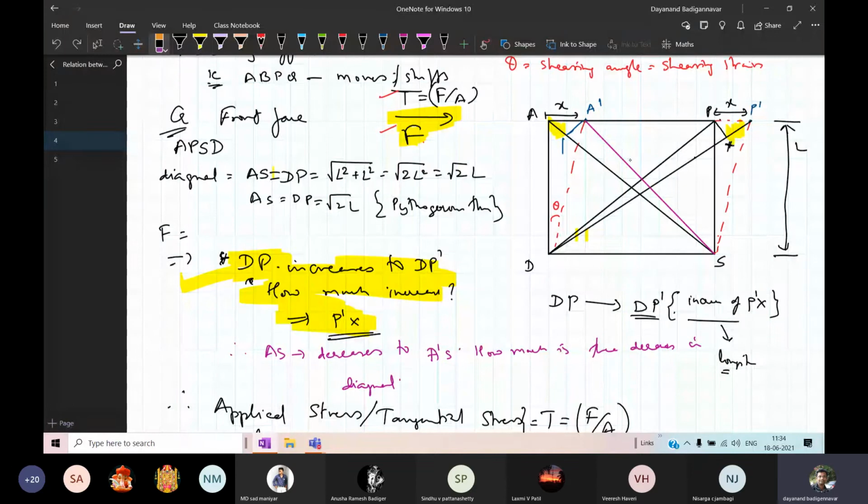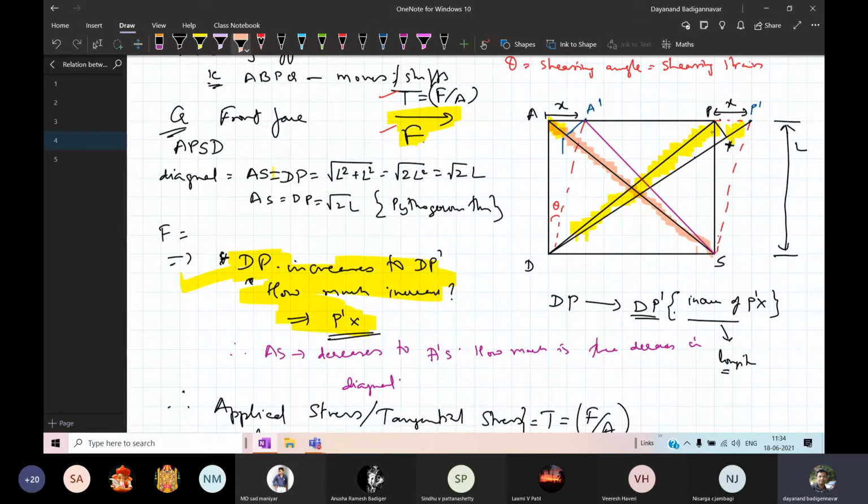One, the contribution by dp itself, the diagonal dp. So this diagonal dp is contributing to the increase. This is the first case. There is one more diagonal. Which diagonal? AS. This AS is actually shrinking. This diagonal AS is shrinking, so it is compressing. Okay. So keep in mind, the compression that is produced along AS will also contribute to the increase in the length.